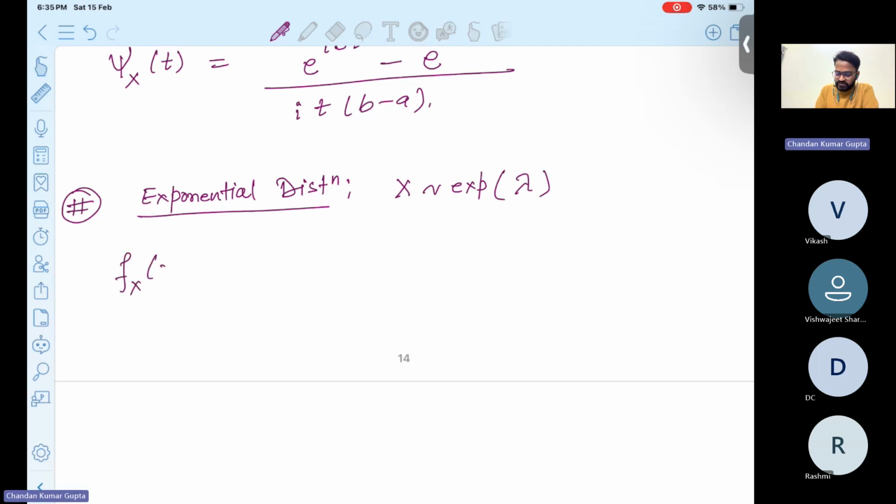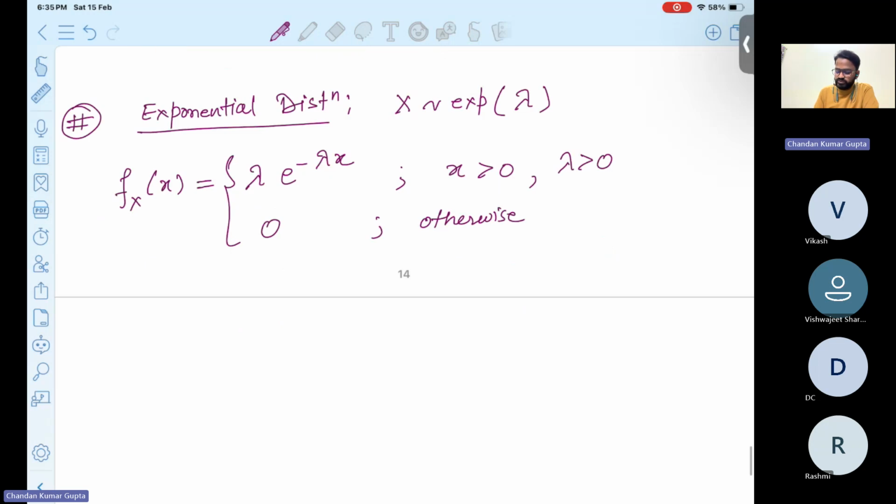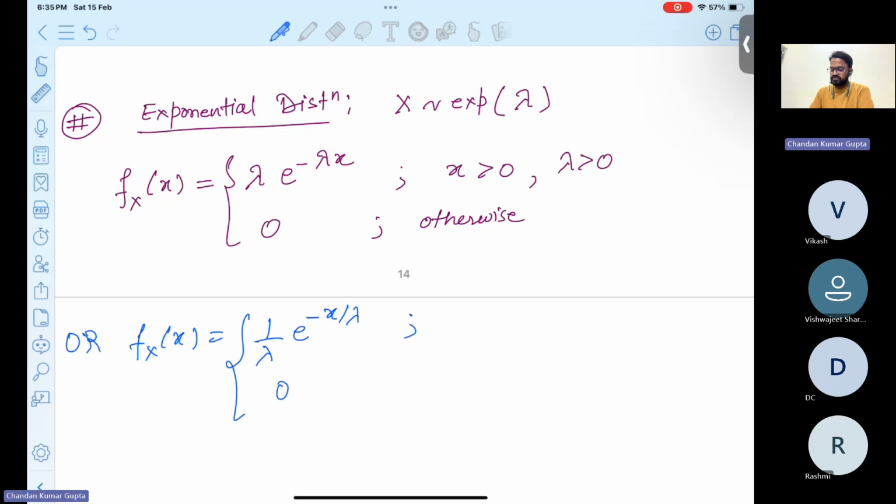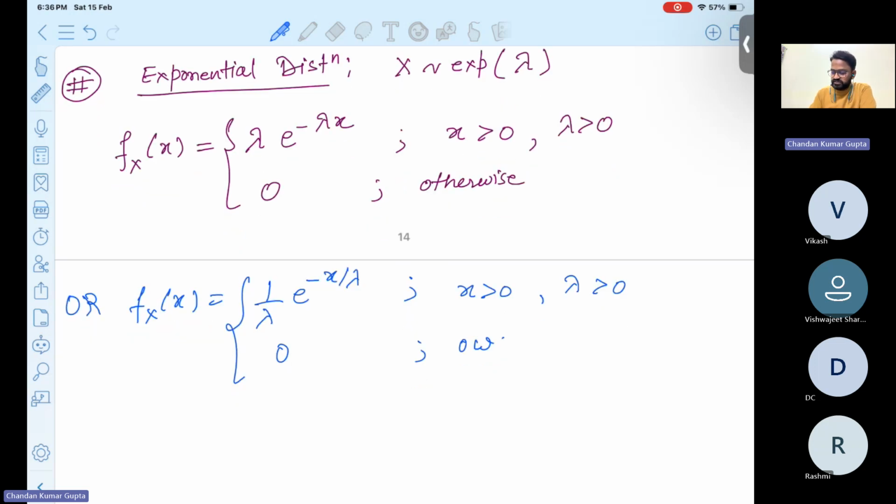The PDF of the exponential distribution is lambda e to the power minus lambda x for x greater than 0, that means 0 to infinity, and lambda should also be greater than 0, and 0 otherwise. Some people use the PDF in a different form, where they replace lambda with 1 by lambda. So you need to be careful while using this, because the mean and variance may change depending on the form.